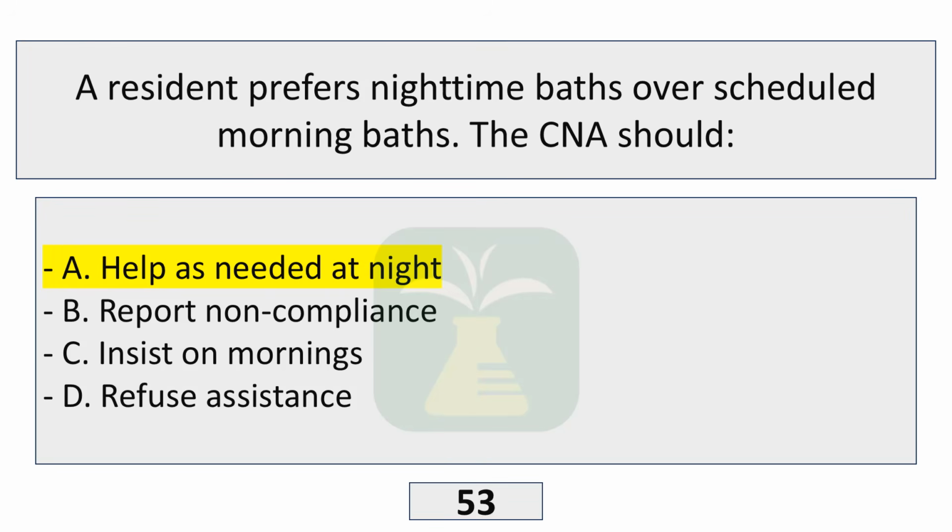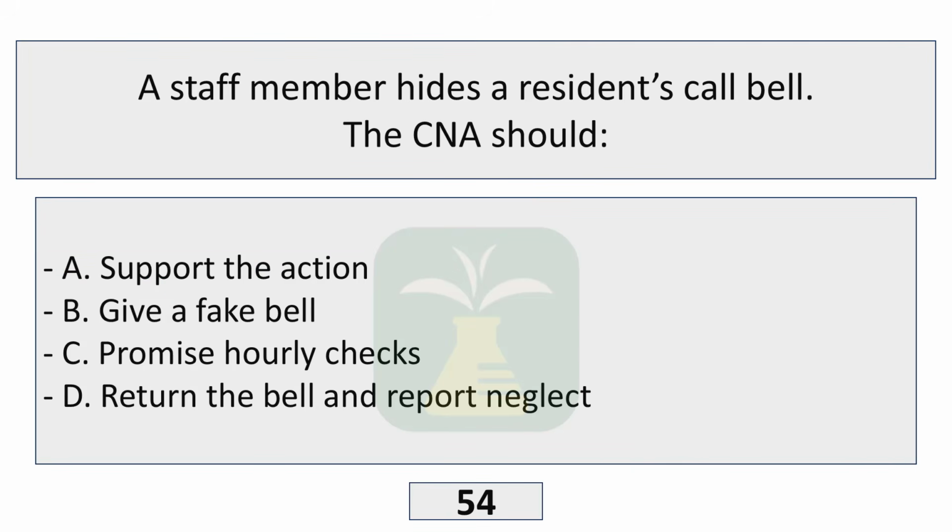Accommodate preferences when possible. A staff member hides a resident's call bell. The CNA should A. Support the action. B. Give a fake bell. C. Promise hourly checks. D. Return the bell and report neglect. Correct answer: D. Return the bell and report neglect. Call bells are essential. Report neglect.